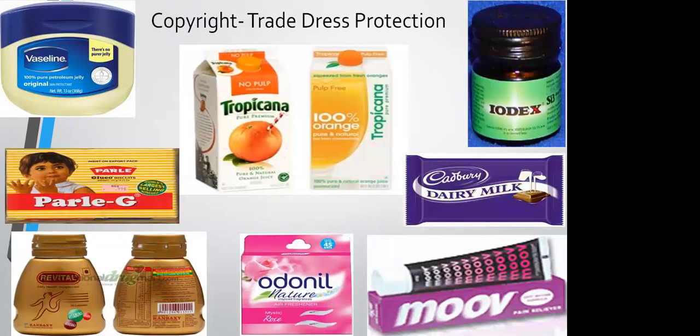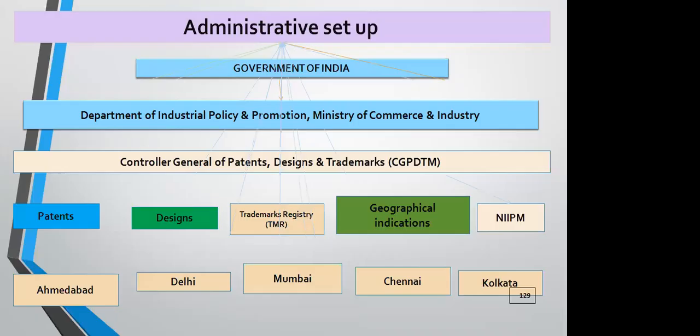You can also get trade dress protection with the help of copyright. You can protect the outer appearance of a device with the help of copyright trade dress protection.